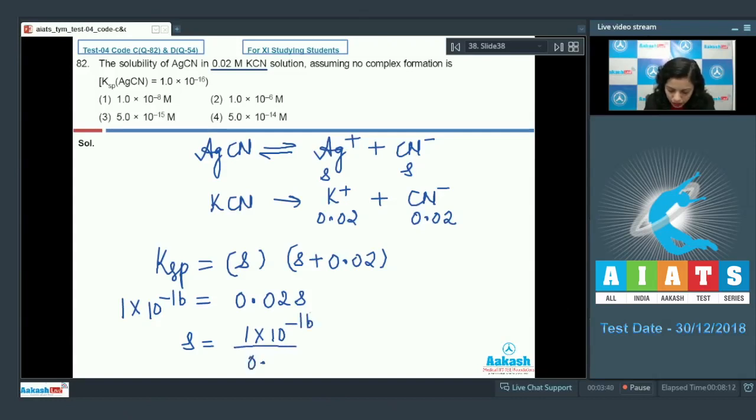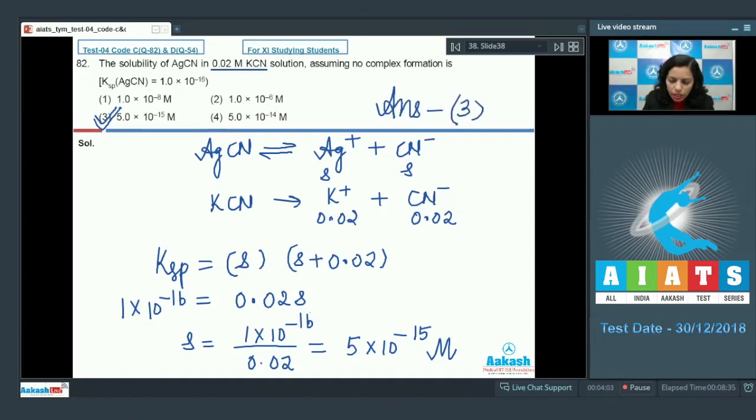Now the solubility S would be equal to 1 into 10 to the power minus 16 divided by 0.02. And if you solve this, you will find out that this is 5 into 10 raised to the power minus 15 molar. This would be the value, and this value is given here in option 3. That's why I'll choose it as the correct answer. Now, after this, let's take the next question.